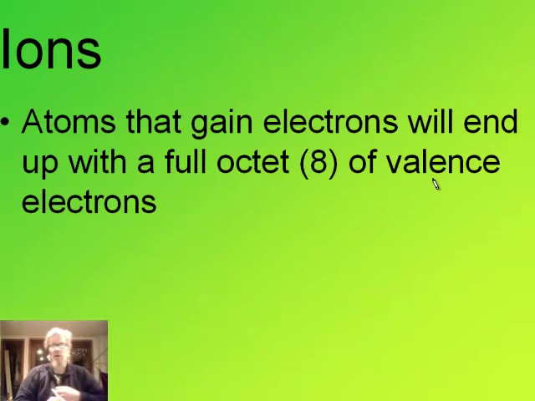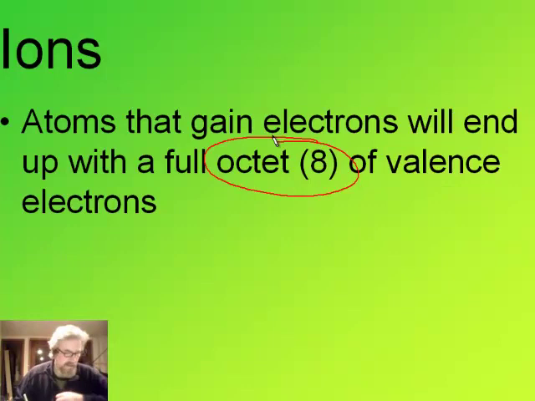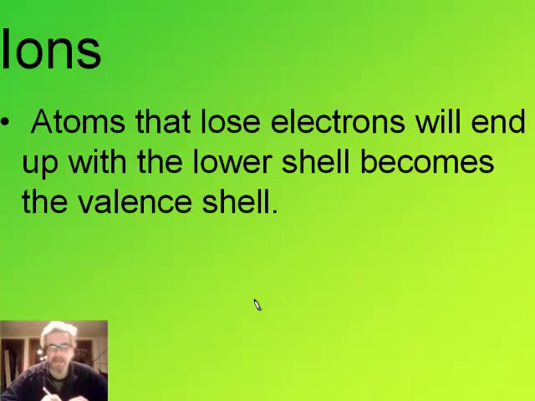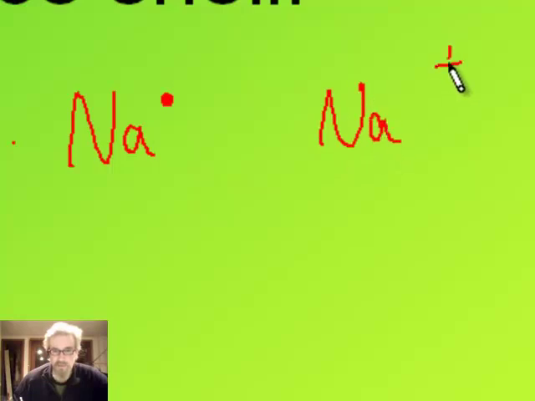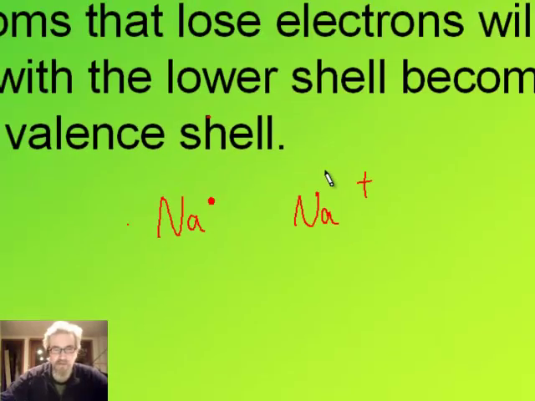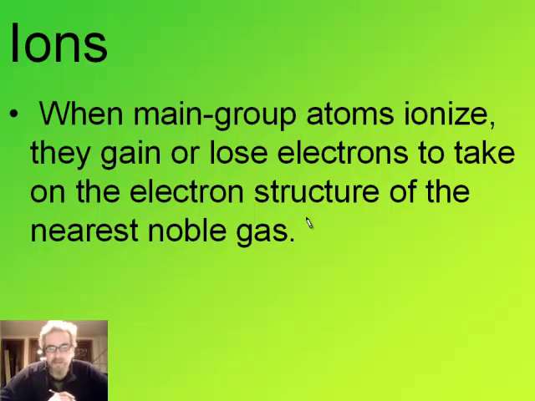In all cases, we saw that we either had atoms gain electrons, so they ended up with a full octet of valence electrons, and that shows a notation that has 8 dots. Like for sulfur, we saw 8 dots. The atoms that lost electrons, the magnesium and the sodium, ended up with the lower shell actually becoming the valence shell. So these ended up having notations that showed no dots. The example, sodium had 1 dot to start with. When the ion was formed, the sodium ion, it didn't have any dots because it lost that electron. When main group atoms ionize, they tend to gain or lose electrons so that they take on the electron structure of the nearest noble gas to get that stability.